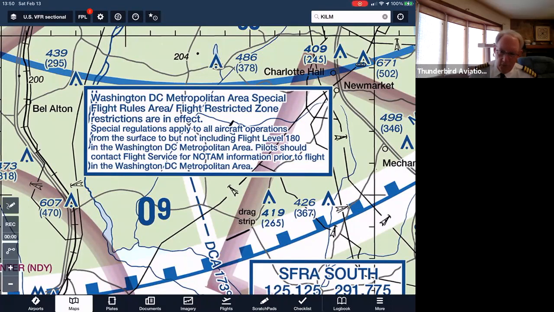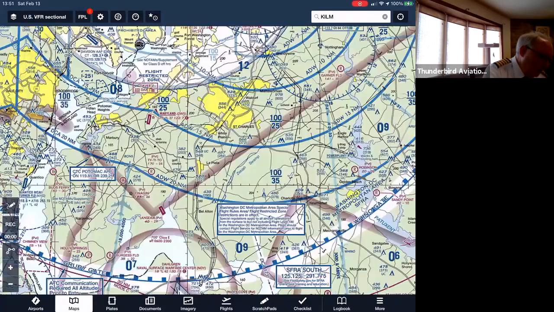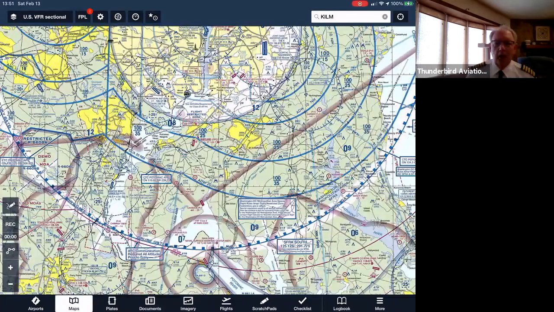In this one here, the Washington, D.C. Metropolitan Area Special Flight Rules Area, some people online call this a Romulan neutral zone. If you don't follow the rules here, the least thing they can do is arrest you, the worst thing they can do is shoot you out of the sky. So if you're going to go into the Washington, D.C. Special Flight Rules Area, you got to go to AOPA and take the Washington, D.C. Special Flight Rules Area course.